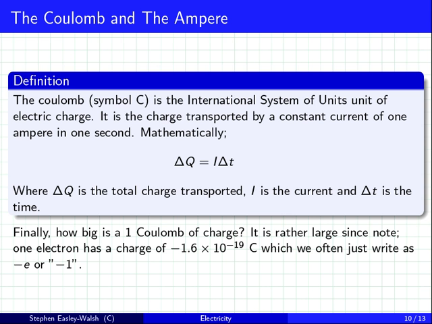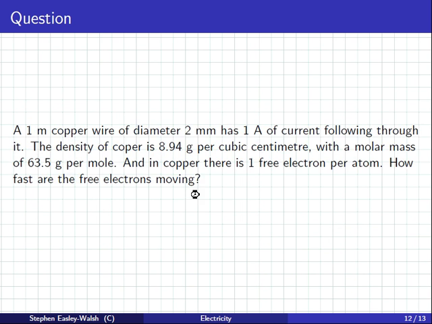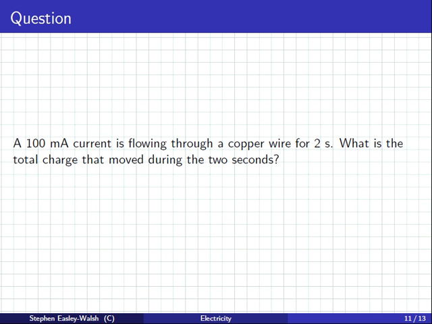You got that? Okay. Here is a super easy question. 100 milliamps flows for 2 seconds. What's the total charge? Well, you only had one formula. What's our formula? Q equals IT. What's the I? Is it 100? 0.1. And the T? 2. So therefore the total charge? Easy peasy. Don't worry.